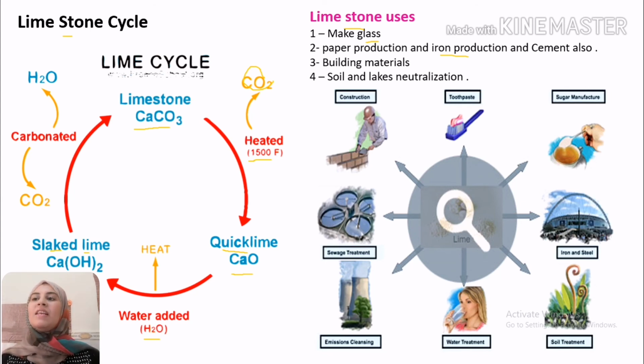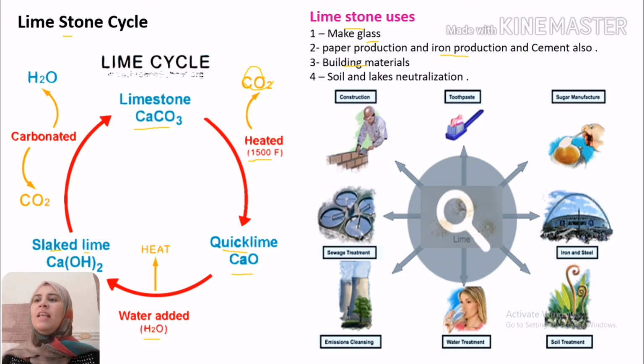We can use it in building materials like concrete. We can use it in soil and lakes neutralization. We can add it in the cement industry. It is one of the most important uses of limestone.